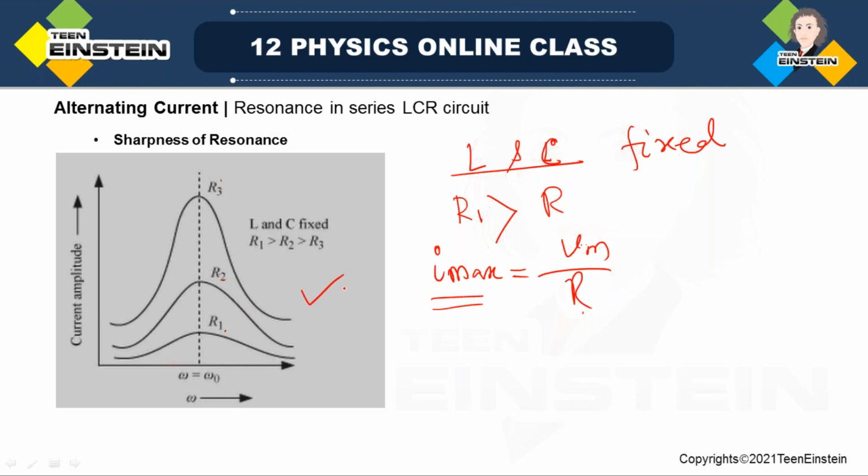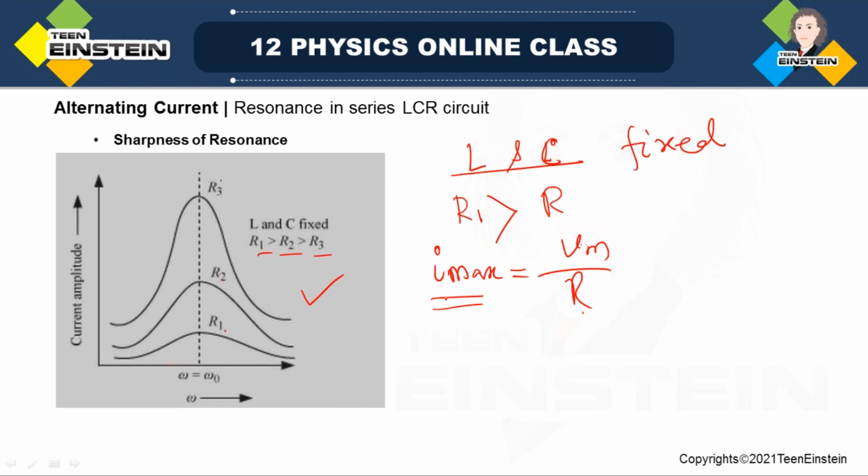This is a typical curve which is asked in many competitive exams. So please remember what sharpness of resonance is, and that this is the curve for different resistance values. The sharpness is different.